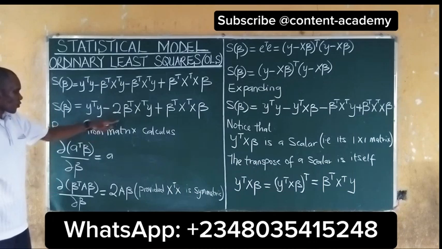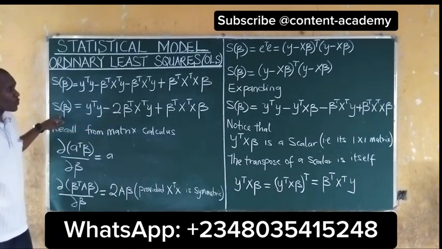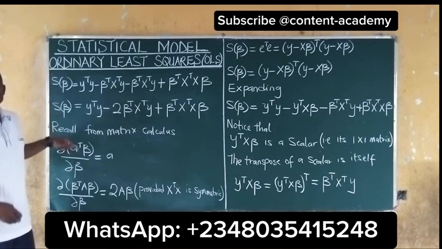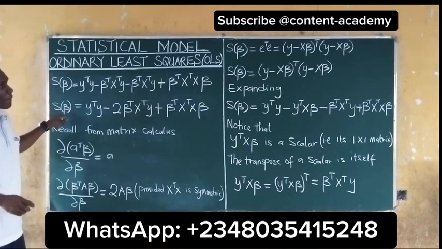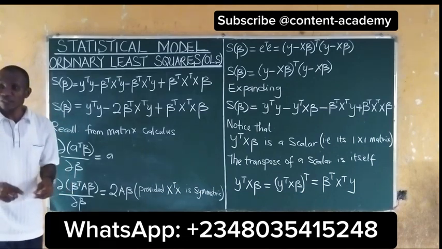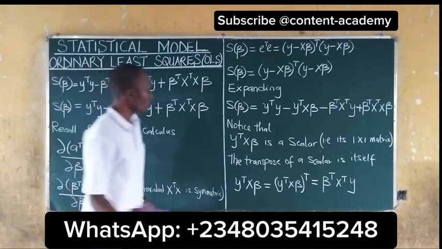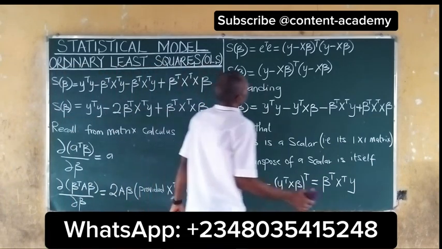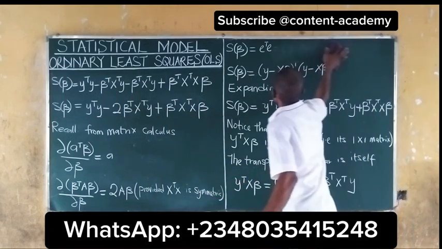So now, we'll differentiate this. We take the differential with respect to B here and equate to 0 for us to obtain the vector B. So for us to do that, we move over to this other side of the board.